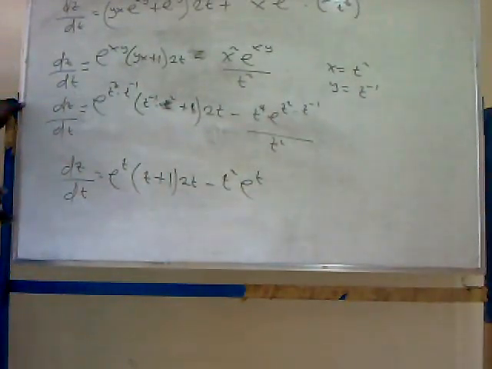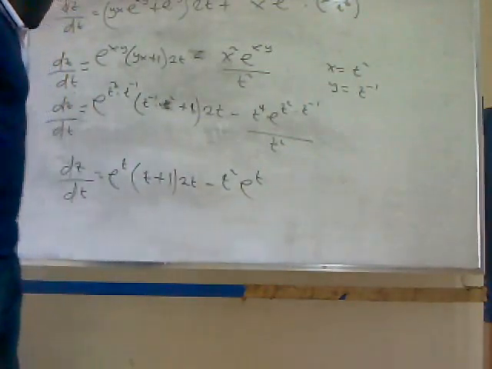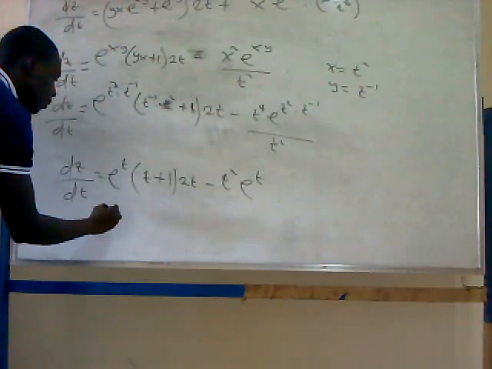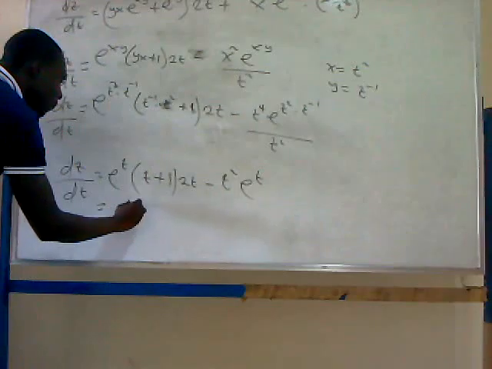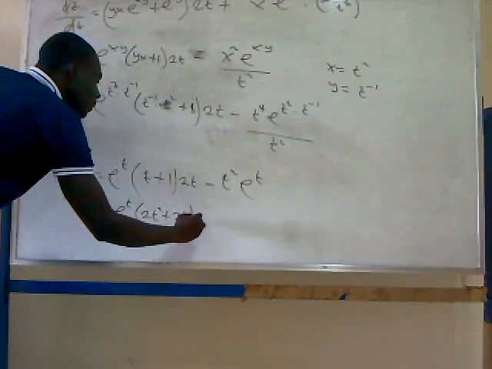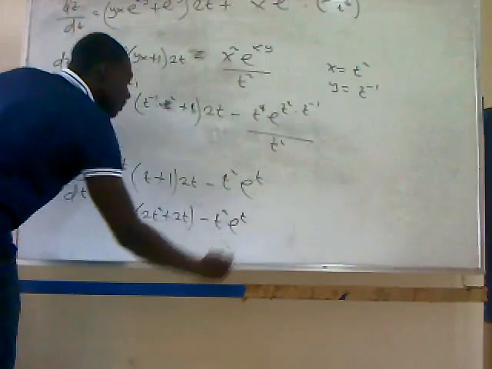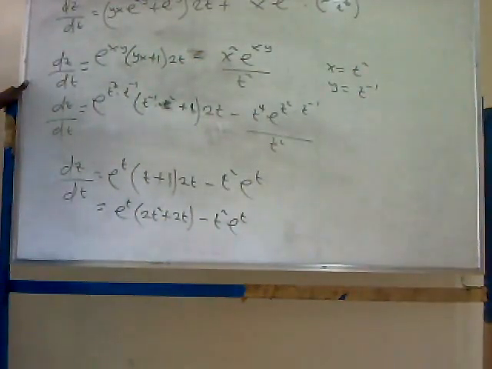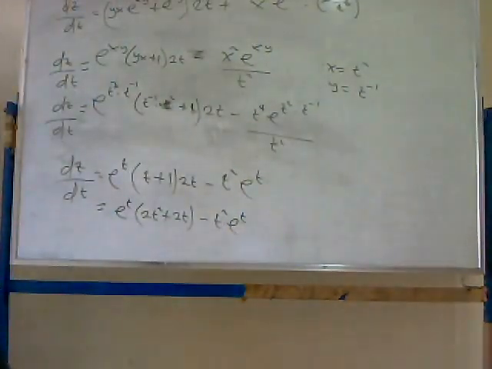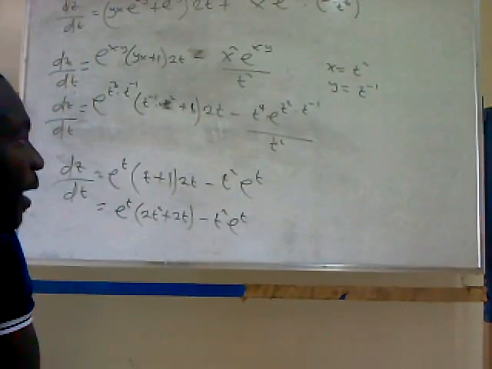Alright, we just simplify this and we are fine. Okay, we can let this one multiply through to get e^t multiplying 2t squared plus 2t minus t squared e^t. The rest is simplification. Okay. And we are okay. We take another example.